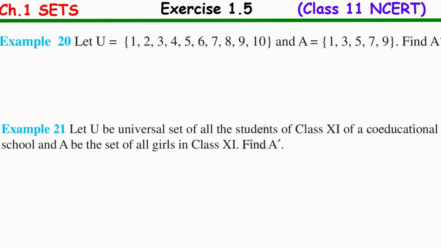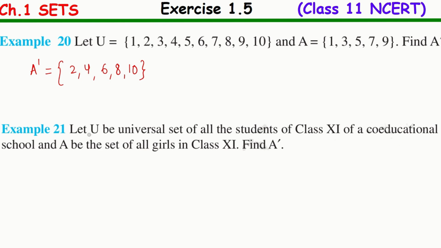Now let us see example 20 of exercise 1.5, which says that the universal set is this one and A is this set. What is A complement? You have to think inside this universal set and take whatever is not present in A. So 2 is not present in A, then 4 is not present, 6, 8 and 10. So A complement becomes this, whatever is not present in A but is present in the universal set.